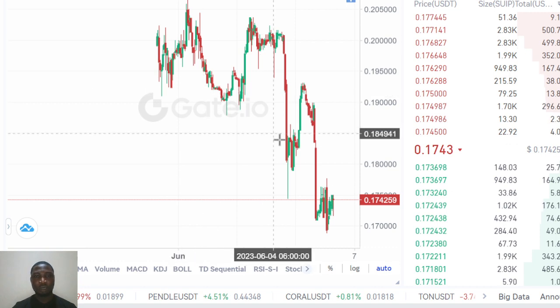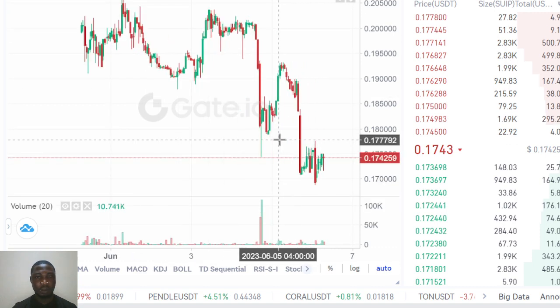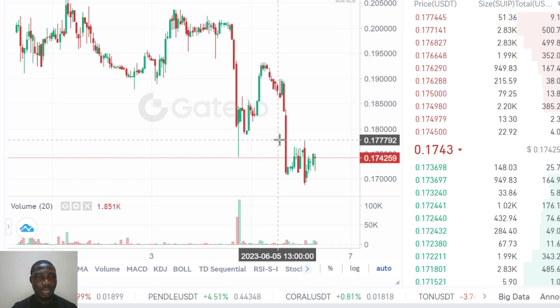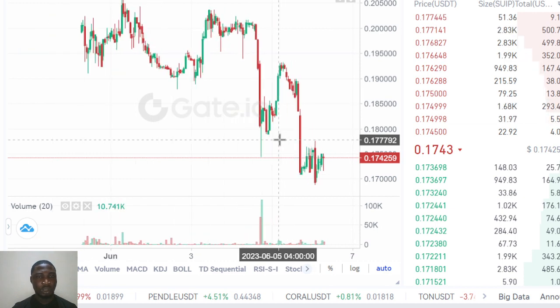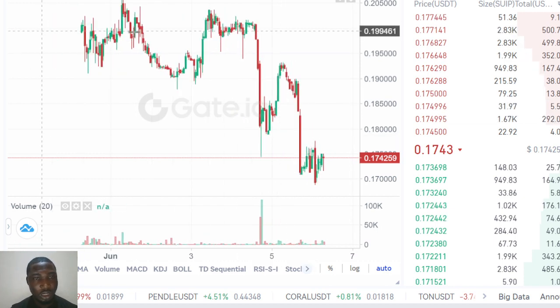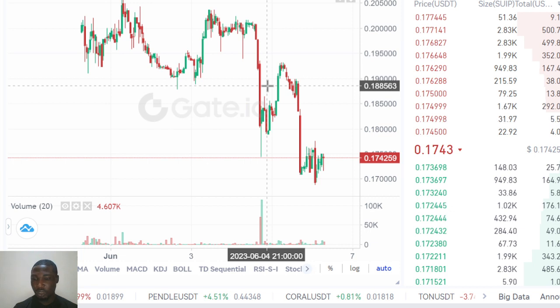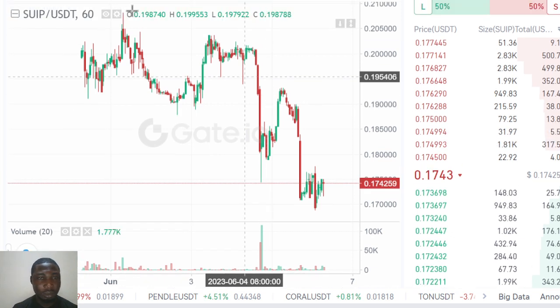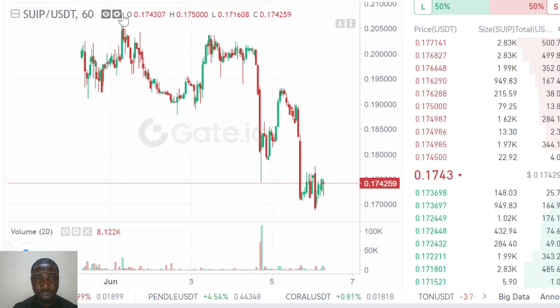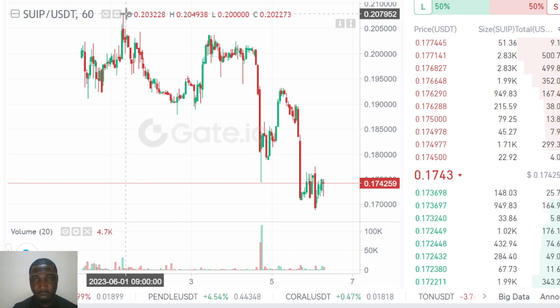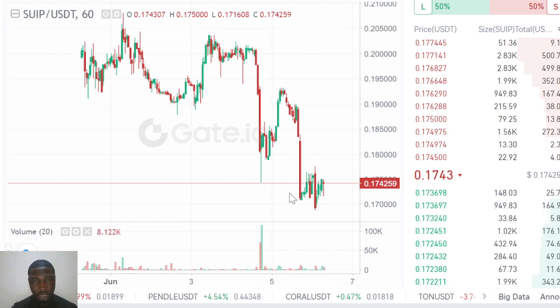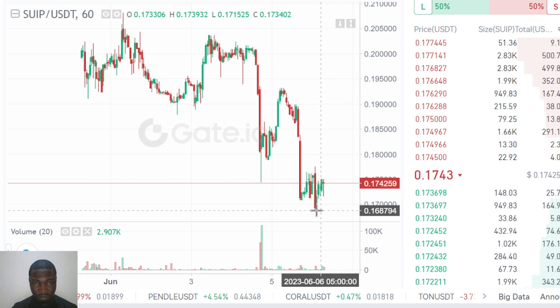Based on this analysis, you can see the all-time high of this token. This is the all-time high it has grown to. It is around 0.2, am I right? Yes, this is 0.2, and the lowest we can see here is around 0.16.